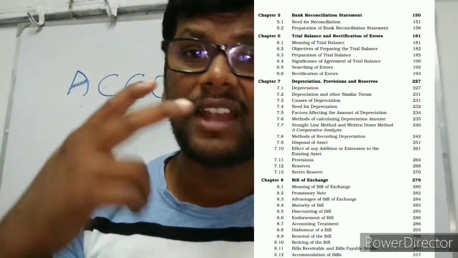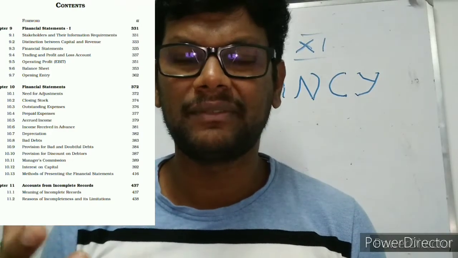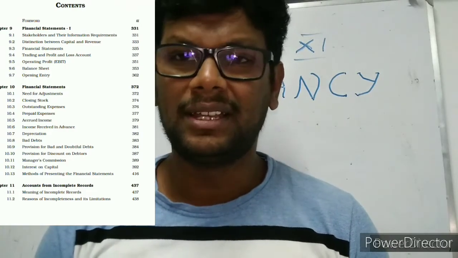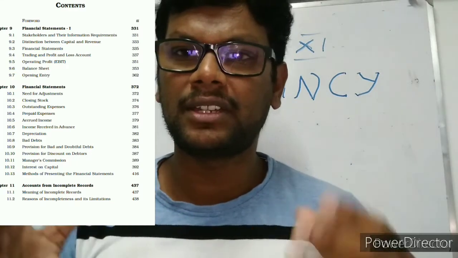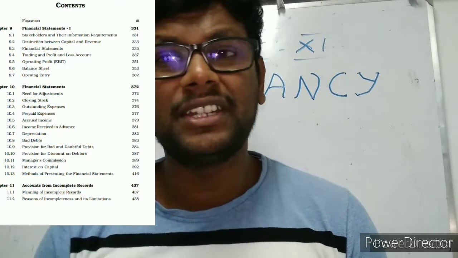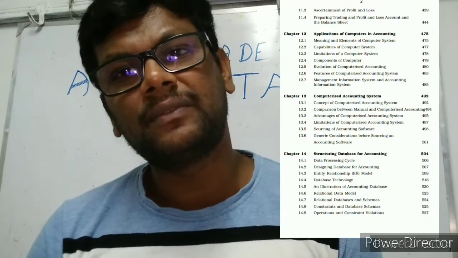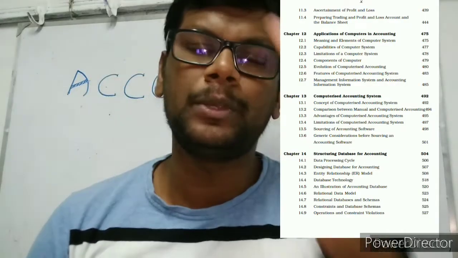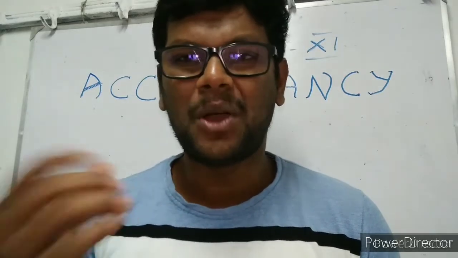And in volume 2 we will study final accounts: preparation of trading account, profit and loss account, and balance sheet. Collectively all these accounts are called final accounts. Then after completion of that, incomplete records we will study in accountancy grade 11. Then after that, computer based accounting you will study. So the very first chapter is introduction to accounting.